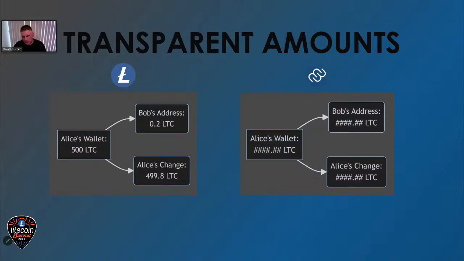So MWEB, of course, as we talked about in the past, helps with that. So amounts are all hidden perfectly, with the tiny caveat that if you're doing a lot of pegging in and pegging out, you can screw stuff up there. But for the most part, amounts are perfectly hidden. You don't have to worry about anything leaking there. So that's another way you leak privacy when transacting, but MWEB solves that one very nicely.